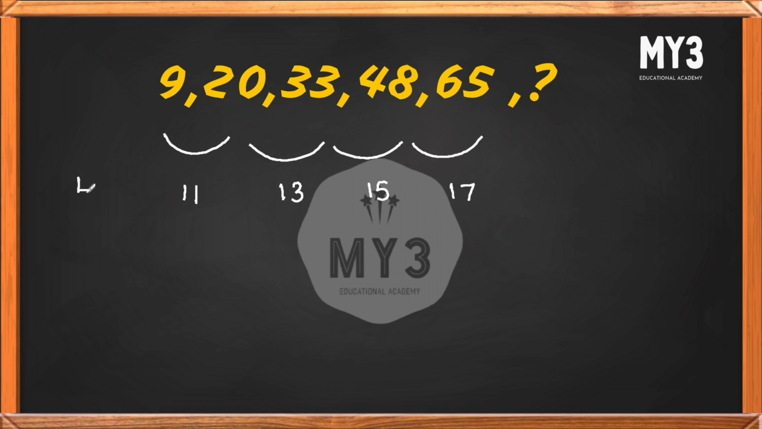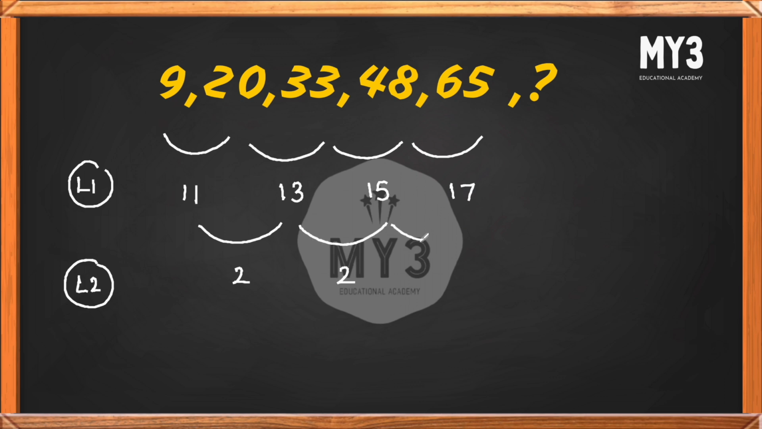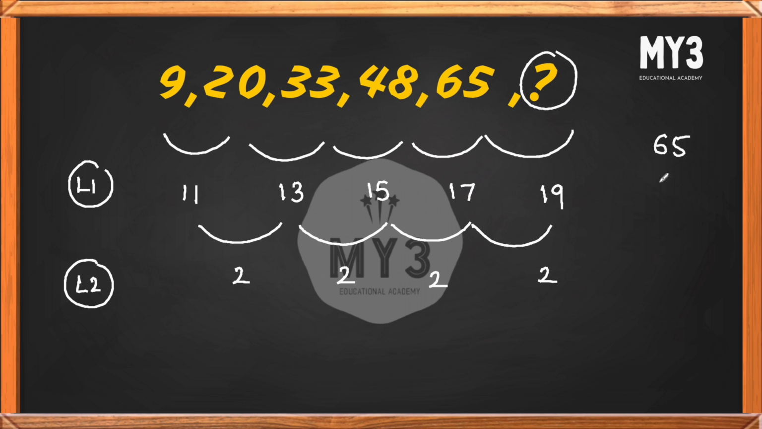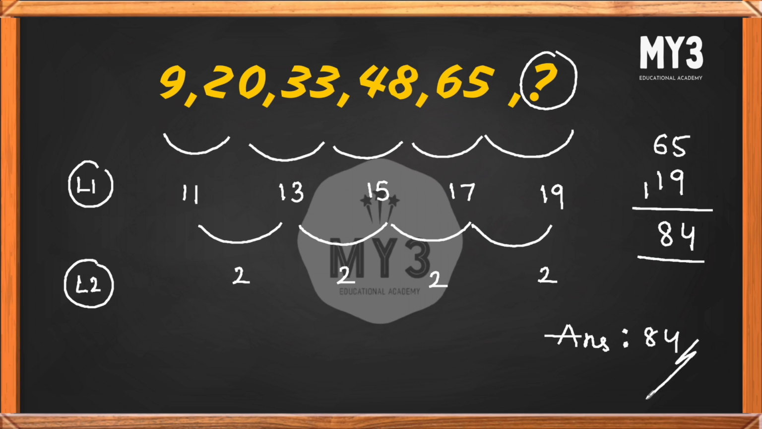So in the level 1 of the difference, if you are able to understand a logic, then that's fine. Otherwise, you can go for the second level of difference. 11 to 13, there is a difference of 2. 13 to 15, there is a difference of 2. 15 to 17, there is a difference of 2. That means the next term should maintain a difference of 2. That means 17 plus 2, it should become 19. If it is 19, the required answer, the question mark value is going to be 65 plus 19. So your answer choice for the question is going to be 84. That means the next term here is 84.